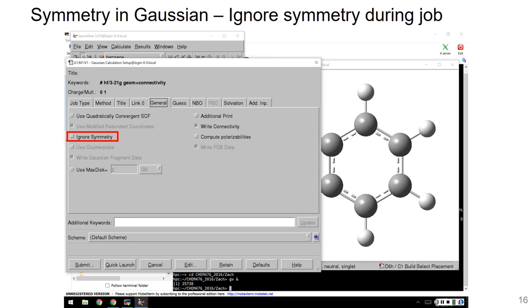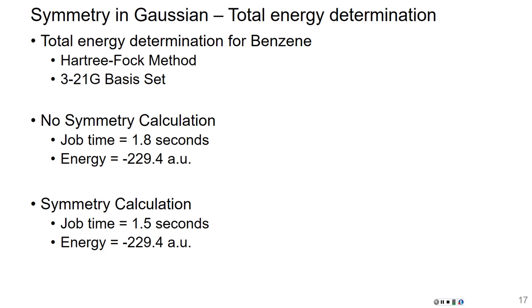Okay, so how does this apply to things like doing jobs and calculations? Well, if you go to the Calculate dialog box and click on the General tab, you have this little checkbox where you can actually ignore symmetry. By default, it's unchecked. So in every calculation you have ever done so far in class, symmetry has been accounted for. However, if you don't, what happens? Well, this is maybe not very impressive, but the conclusion's still the same.